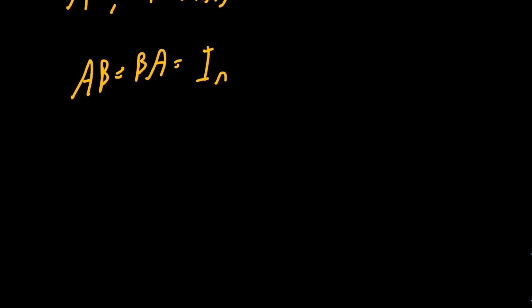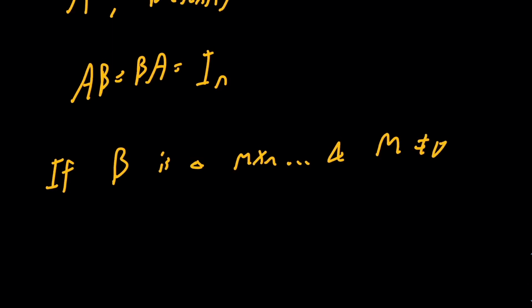And what I mean by that is, if matrix B is an m by n matrix, and m does not equal n, what ends up happening is that B ends up not having an inverse. It's also worth noting that while non-square matrices do not have inverses, it's not always the case that square matrices do have inverses, and we're going to cover that in one example.